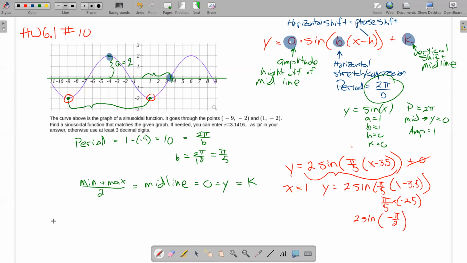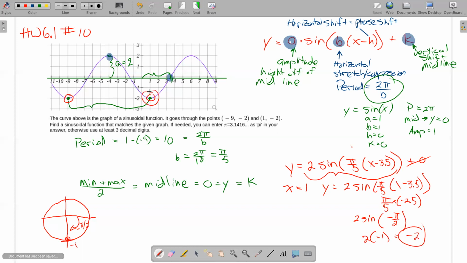Thinking about the sine of -pi over 2, I like to go back to the unit circle if it's not a number I recognize immediately off the top of my head. So -pi over 2 would take me down here to this point. Sine is the y value, so sine should be equal to -1 there. So that means I'm going to get 2 times -1, which is -2, which is the correct y value. So this should be the right graph. But let's whip it out on the calculators to make sure.